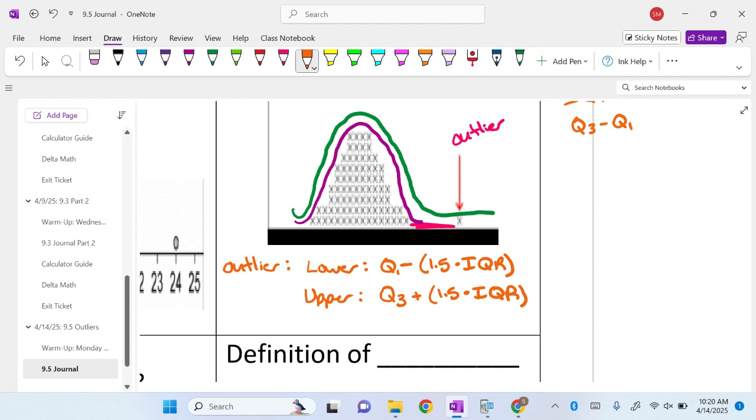All right. Now, that being said, let's actually look at some examples and see if we can figure out what our range for the outliers are.